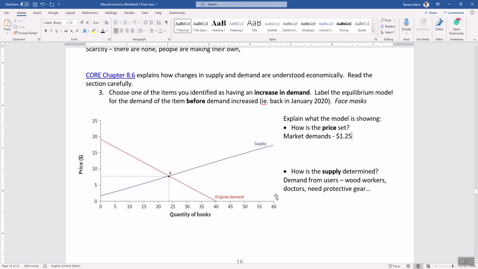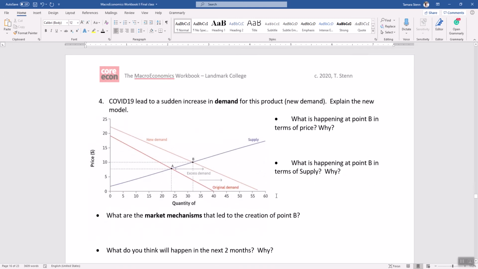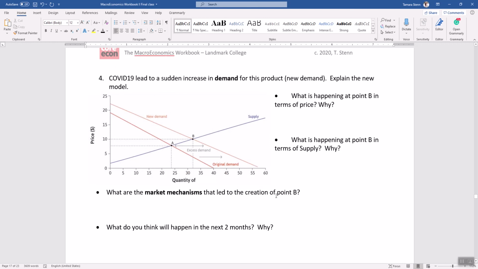Okay. Moving on to number 4. Now we have COVID-19 leading to a sudden increase in demand, right? Now suddenly everybody wants face masks. So what's happening at my point B is face masks have become more expensive, okay, in terms of price, and in terms of supply, everybody now is scrambling to make face masks.